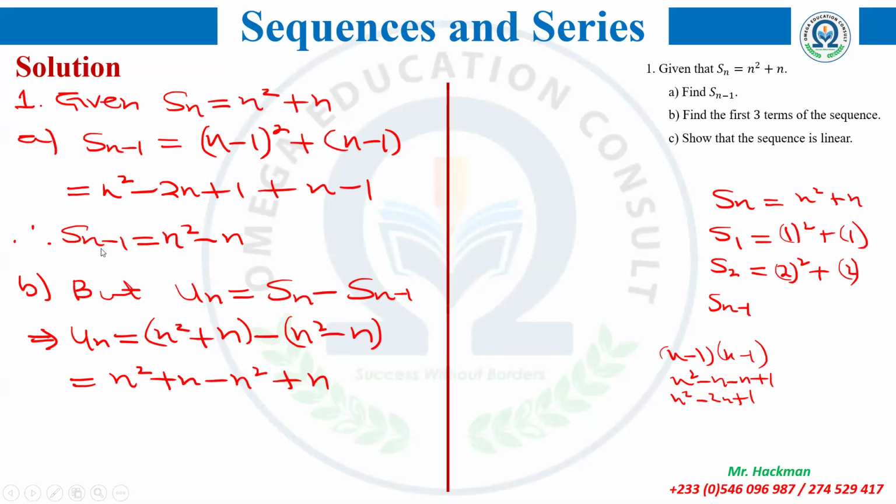You understood that you can see that this is different from what we have here. S sub n minus 1 is different from S sub n minus 1. Do you agree?